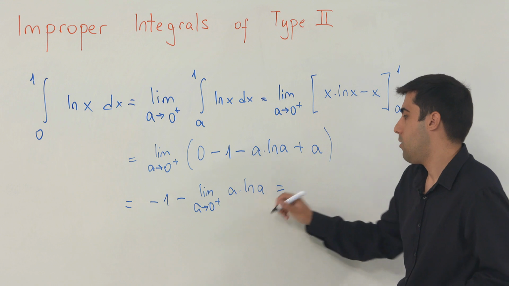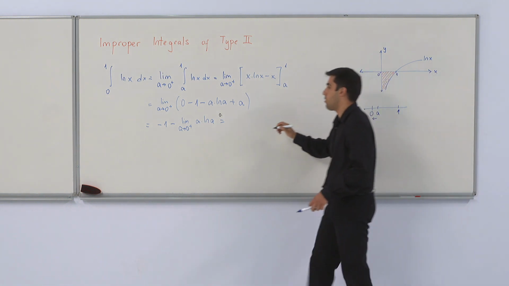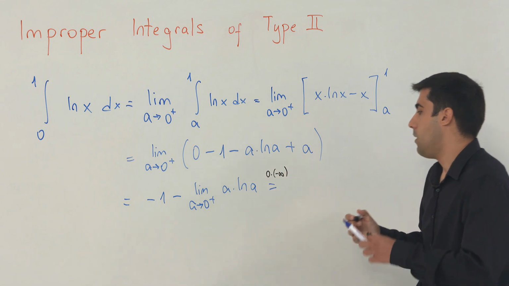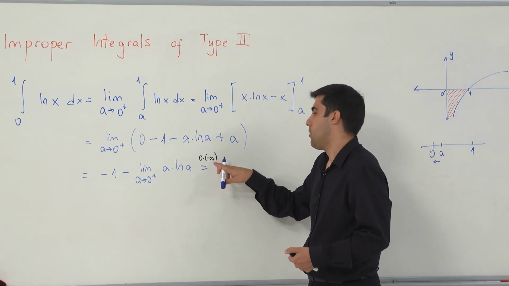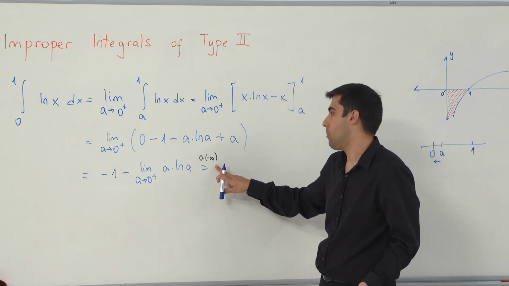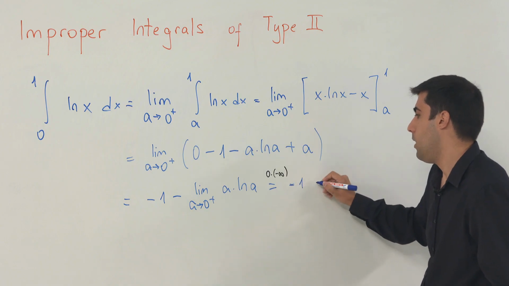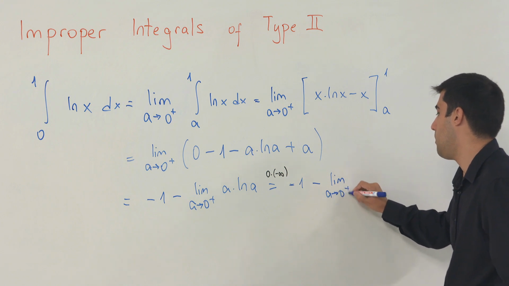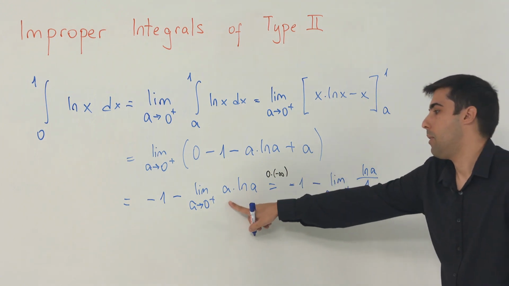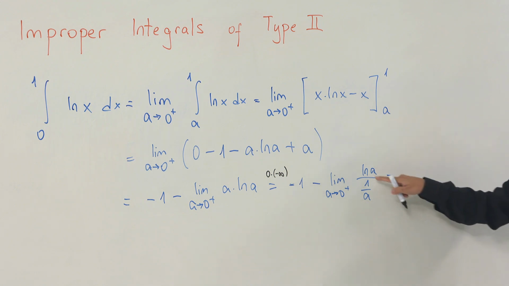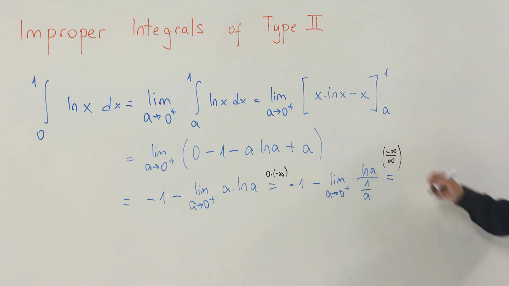Here we have 0 times ln of 0, which is, as you can see from here, negative infinity. So this is 0 times negative infinity, which is an indeterminate form. In such a case, we can use L'Hopital's rule if we can turn this indeterminate form into another indeterminate form to which we can apply L'Hopital's rule, either 0 over 0 or infinity over infinity. So let's do this. This is minus 1 minus the limit as a goes to 0 from the right of ln a over 1 over a, because 1 over a is the same as a inverted. Now we have negative infinity over, as a goes to 0 from the right, 1 over a goes to infinity. So in this case we have infinity over infinity.